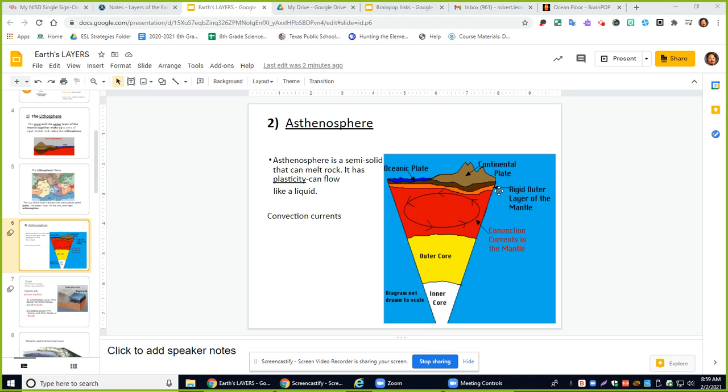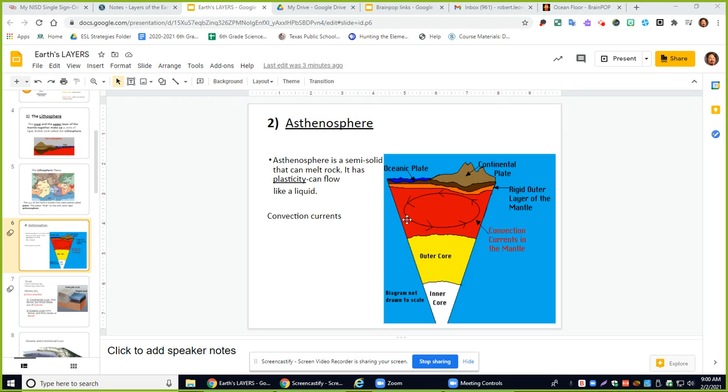Another good test question. See these arrows right here? These are convection currents. If you remember from our heat unit, conduction is heat transfer by touch. Convection is hot air rising, cold air sinking, or water. And then radiation was light. Well, these are convection currents, and it occurs from hot magma rising, cold magma sinking. The theory is this movement is what drags the tectonic plates along.